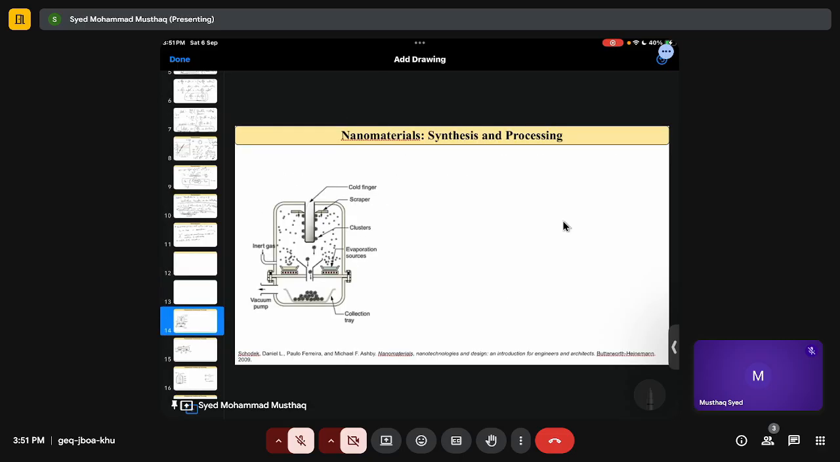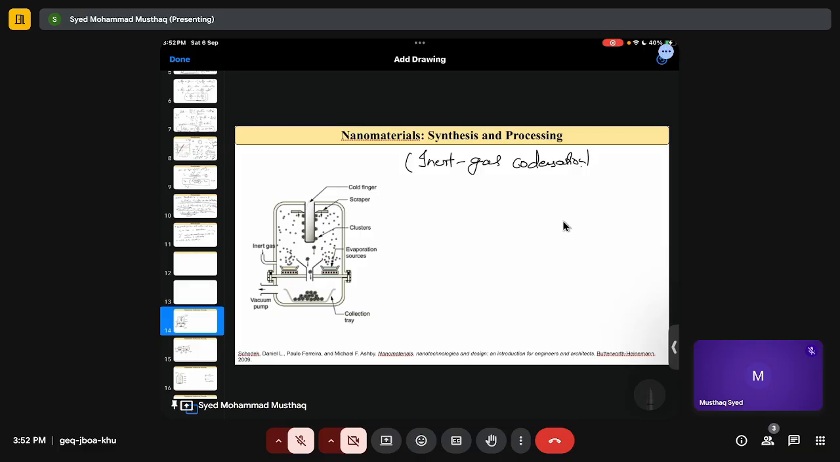Now, the first will be inert gas condensation. Again, there are many ways. First, we are discussing the nanoclusters.